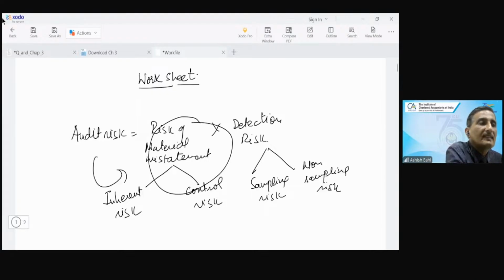So tell me, students, I would like to ask you whether the auditor can control, whether the auditor has anything to do with the risk of material misstatement. To whom does this risk belong? Or if I phrase it in a different way, to whom do inherent risk and control risk belong?